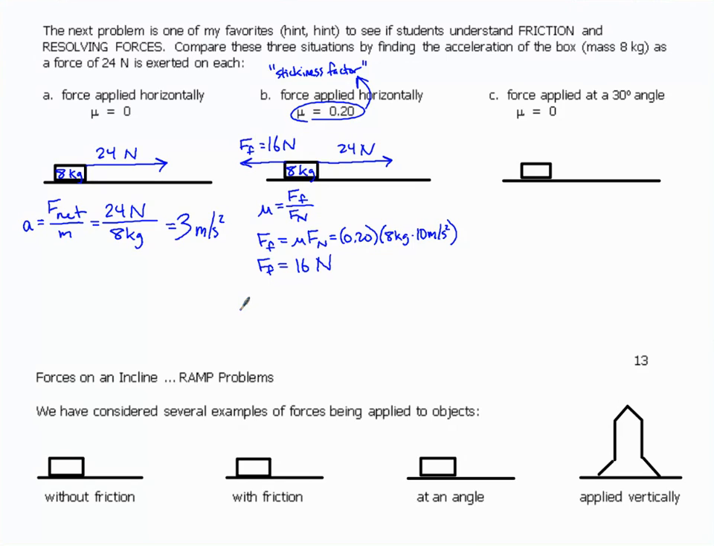So to calculate the acceleration, we have the net force divided by the mass. The net force is our pull, 24 newtons, minus the friction that's holding us back. And then the mass is 8 kilograms. And so the acceleration of this box, just due to friction, is 1 meter per second squared.